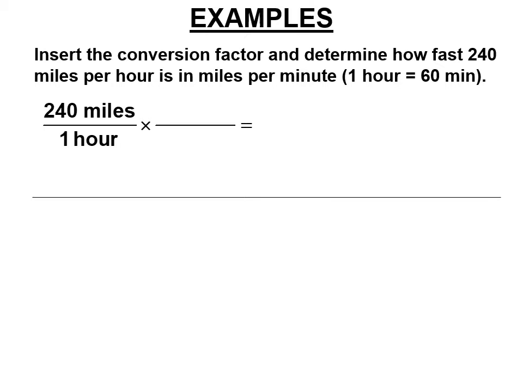All right, so insert the conversion factor and determine how fast 240 miles per hour is in miles per minute. So once again, we're going to do 1 hour here and 60 minutes here. That cancels, and that goes in 4 times, and that's 4 miles per 1 minute.